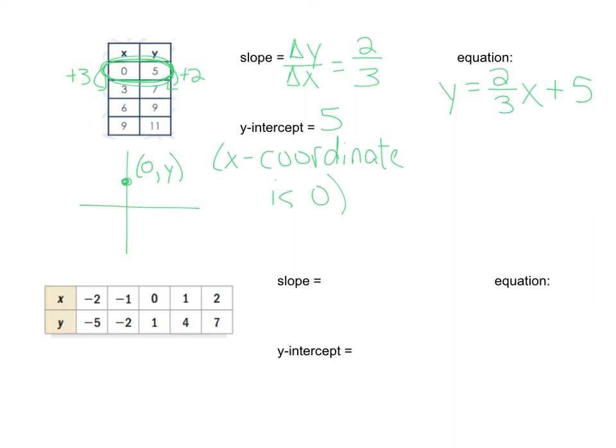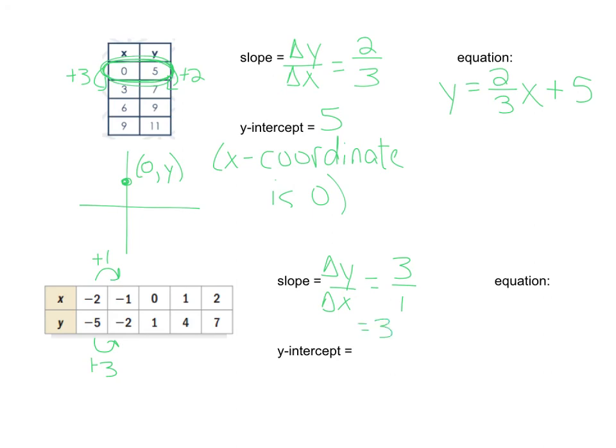All right, now I've got one of these tables that are written sideways. Change in y over change in x. So how do I get from negative 5 to negative 2? Look at your number line. You add 3. So my change in y is 3. How do I get from negative 2 to negative 1? I add 1. So my slope is 3 over 1, or I could just say 3.